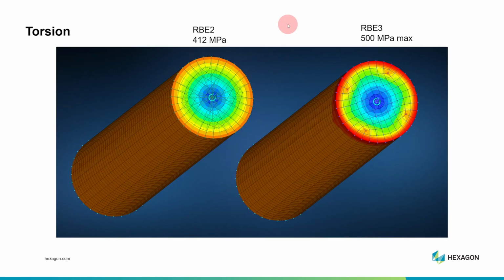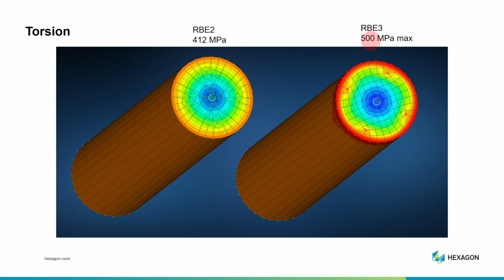Let me show you what I saw when I ran the model. I actually ran it twice, with applying the moment using a rigid RBE2 and a compliant RBE3. With the RBE2, I saw a maximum stress of 412 megapascals, which was within 1% of what I got from hand calculations. With the RBE3, the maximum stress was 500 megapascals.